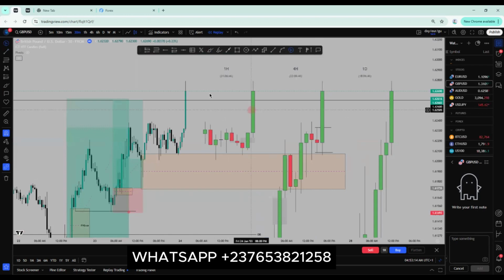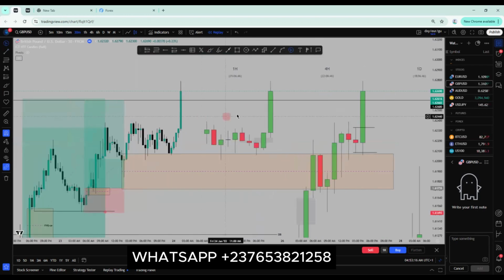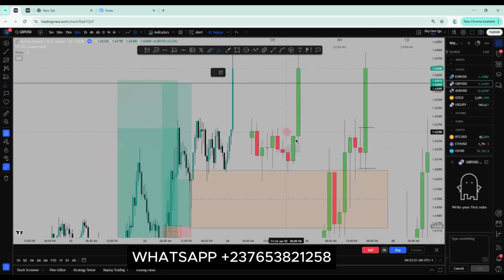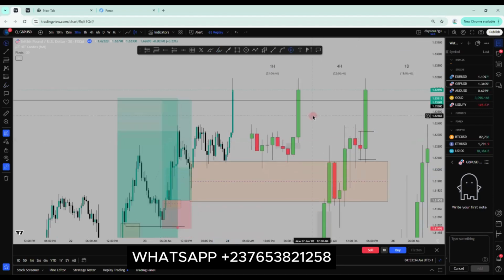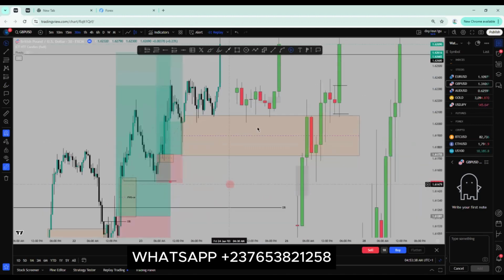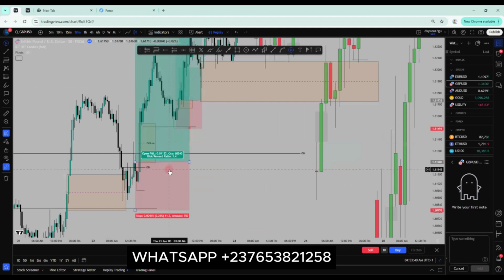And boom, that expansion happened. If we look at it, we will notice that the 1 hour was giving us clues. You can see that candle confirmation there on the 1 hour after price took out this low. So that was quite a good confirmation. Then we expanded to that take profit area. So this first position has hit our target.